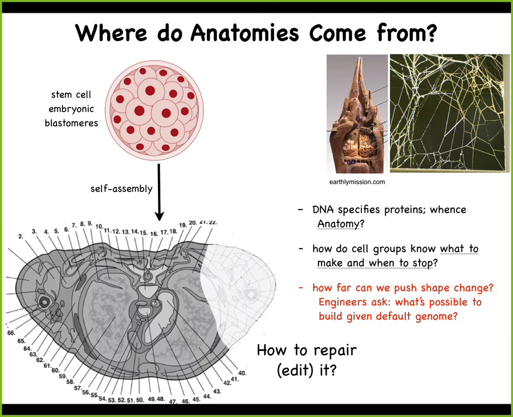And so let's ask, where does this information come from? Because we all start life like this, a collection of embryonic blastomeres. Here is a cross-section through a human torso. Where does this order come from? Look at this incredible pattern. I could just as easily have shown you brain architecture. I mean, it's an amazing pattern.